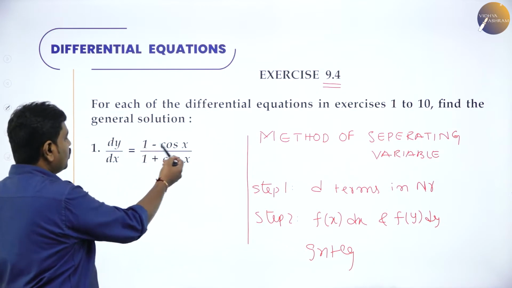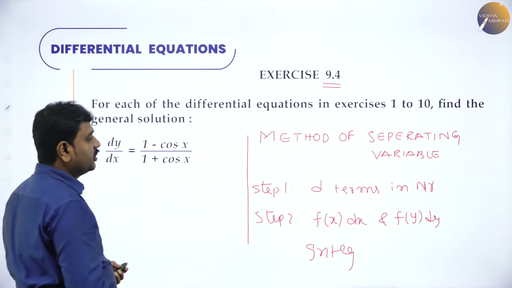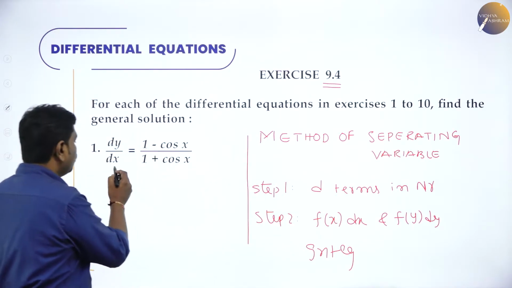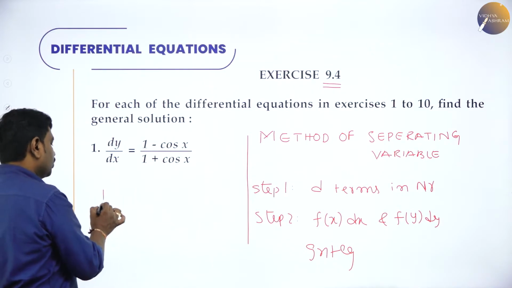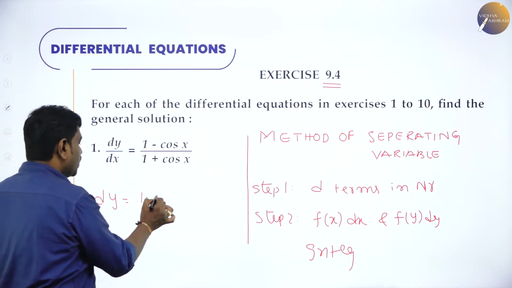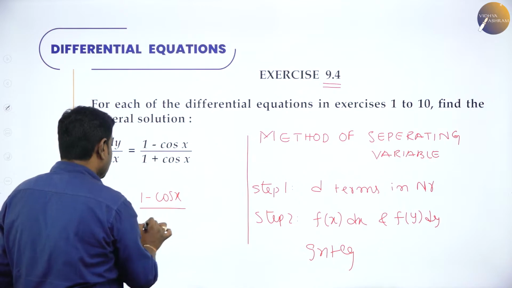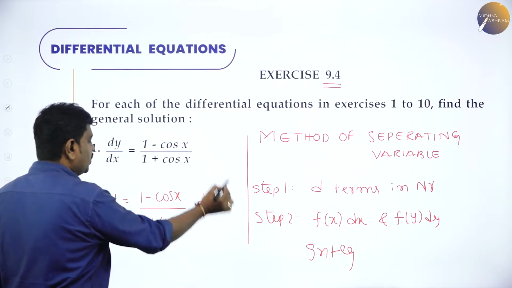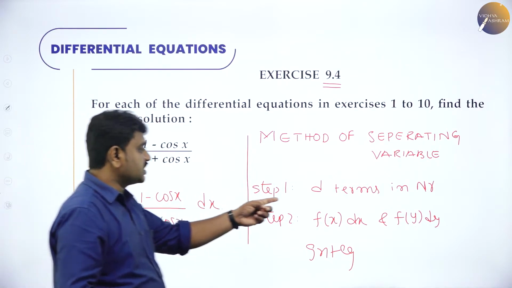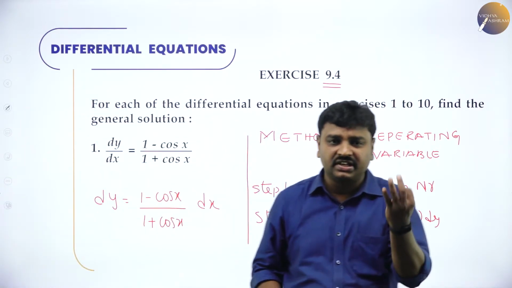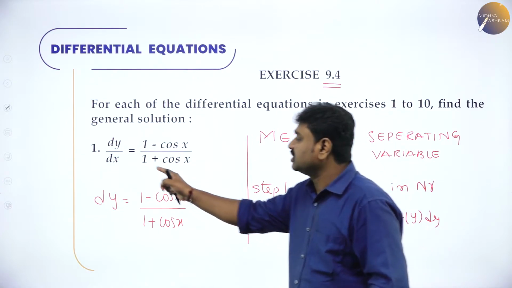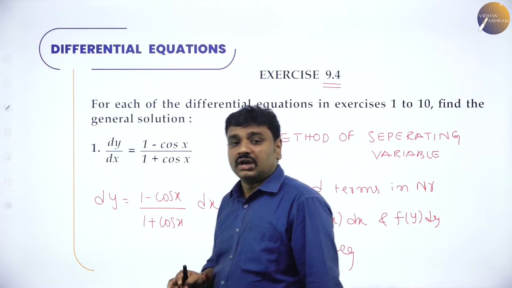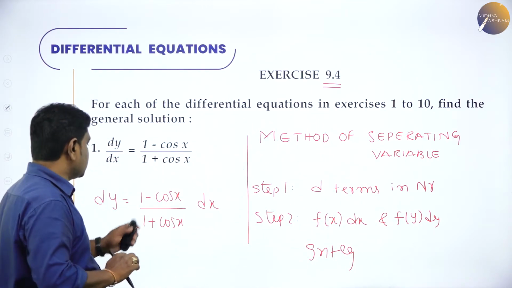So dy by dx is equal to 1 minus cos x by 1 plus cos x is a problem they give. So now I told the step. Step 1 is what? D term should be numerator. But here dx is in denominator. So I'll write dy is equal to 1 minus cos x by 1 plus cos x divided by dx. I'll transfer it to RHS. Can I do this? Why? Because step 1 says that d terms dx, dy, d theta, dt, they should be numerator. So this is in denominator. Transfer this so it becomes numerator. Now I've rearranged. Now we can integrate it. Now it is easy to integrate.